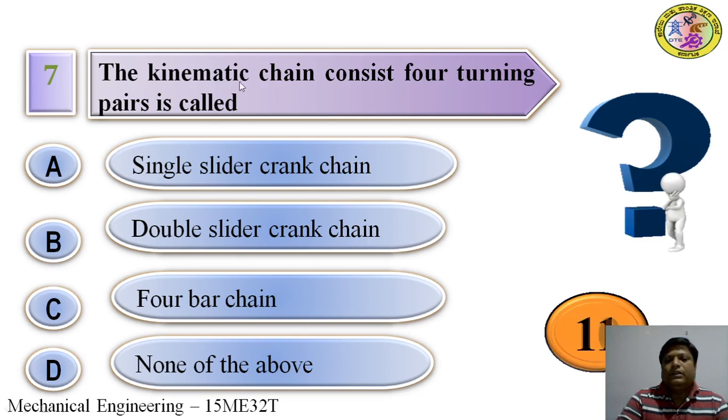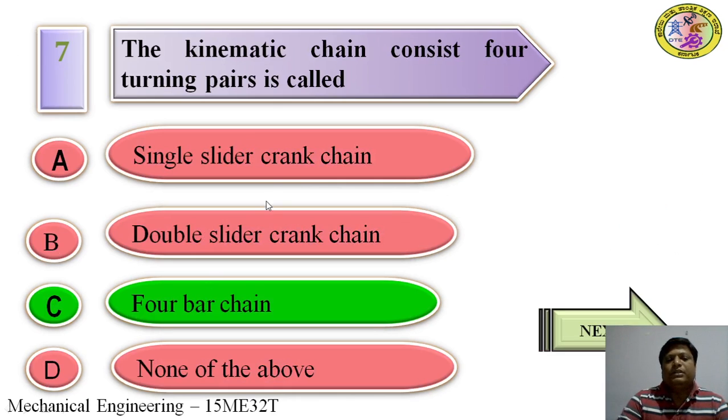Question number 7. The kinematic chain consists of 4 turning pair. So in a single slider crank chain, 1 sliding, 3 turning pair. In a double slider crank chain, there are 2 sliding and 2 turning. So now in a 4-bar chain, all are turning pair. So therefore your right answer is option C.